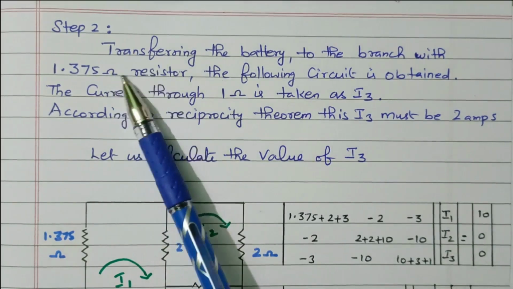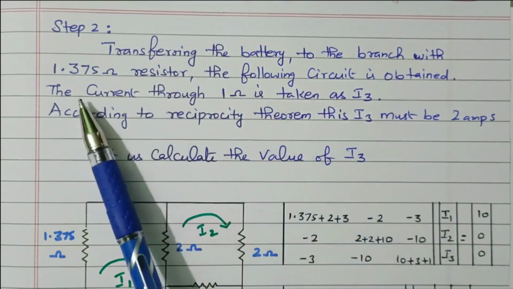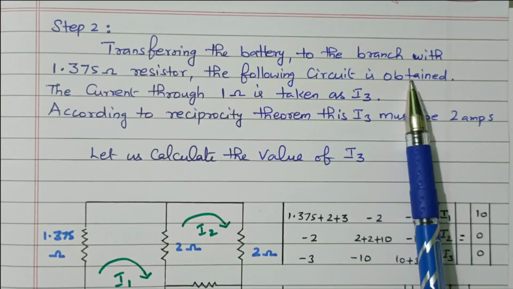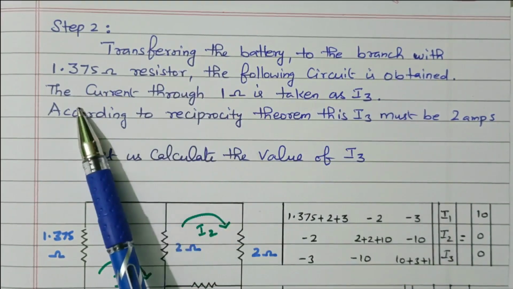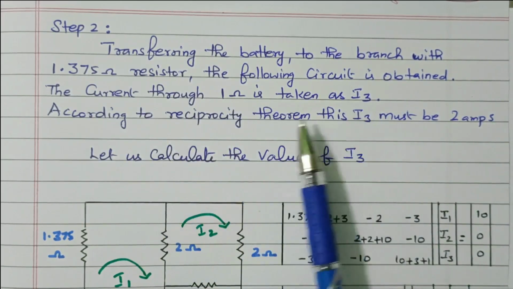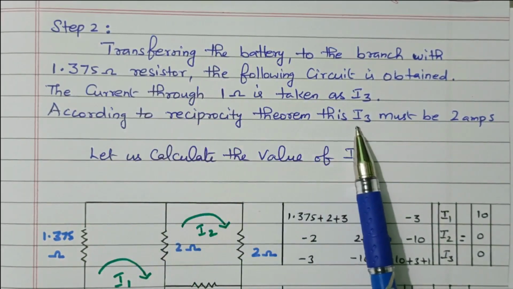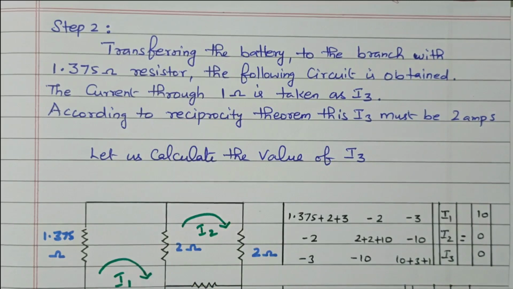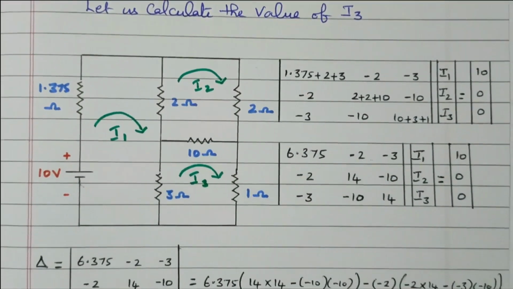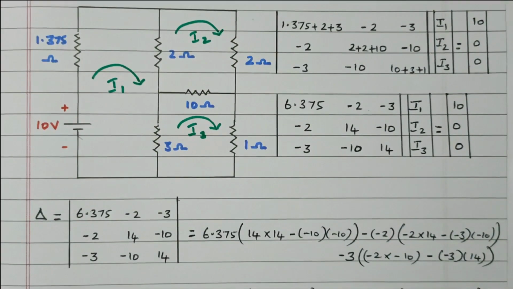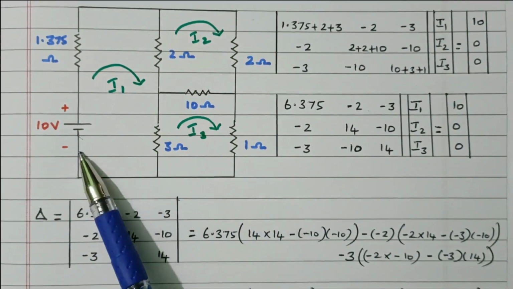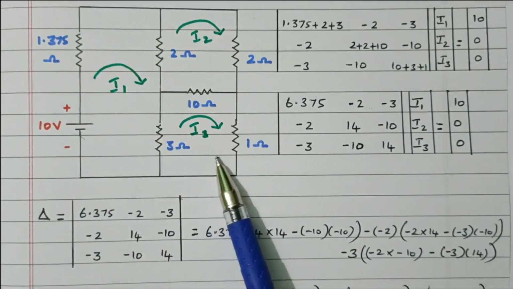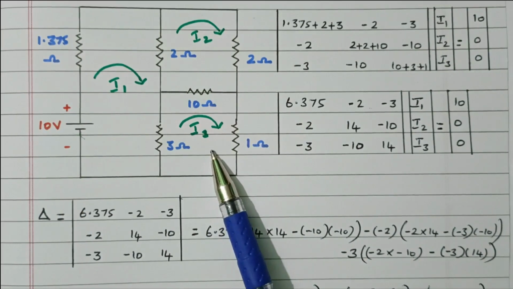In step 2, transfer the battery to the branch with the 1.375 ohm resistor. The following circuit is obtained, right? The voltage source is transferred to the third loop. The current through the 1 ohm resistor is taken as I3. According to the reciprocity theorem, I3 must be 2 ampere. Let us calculate the value of I3, right? Now we transfer the voltage source. The voltage source available in the first loop is now transferred to the third loop according to the previous diagram. The current in this third loop should be reflected in the first loop according to the previous diagram.